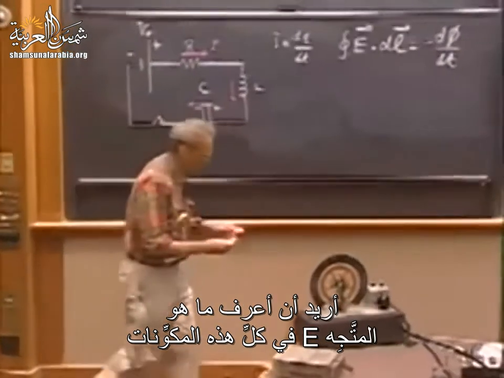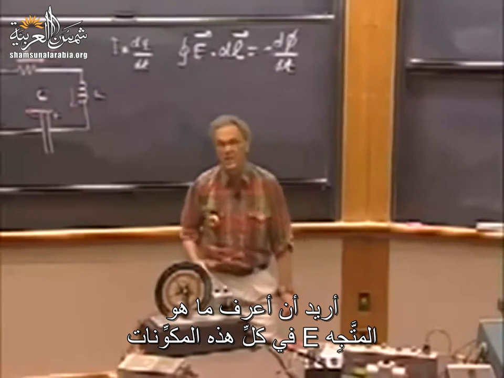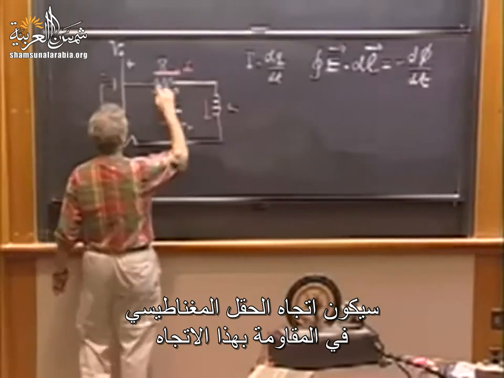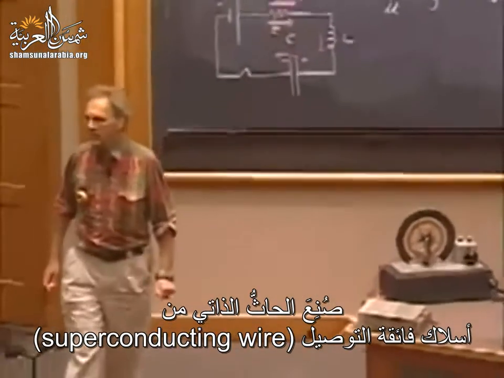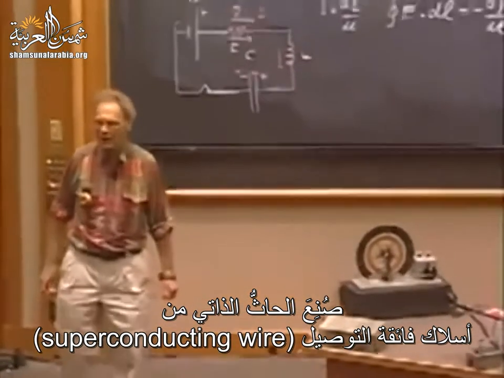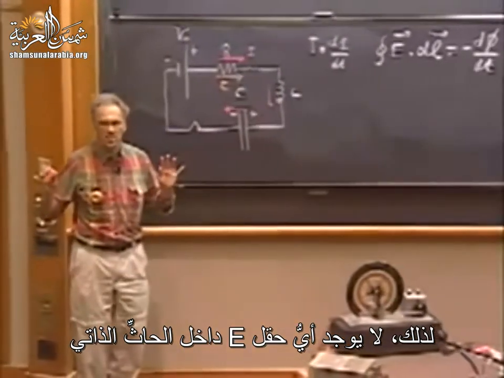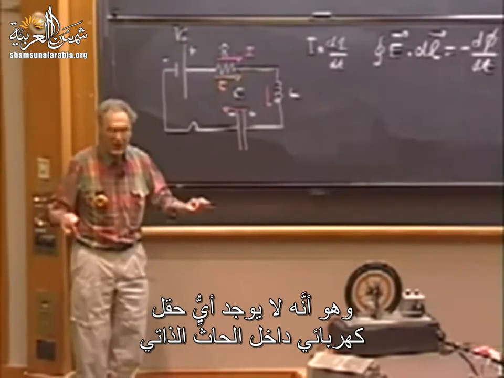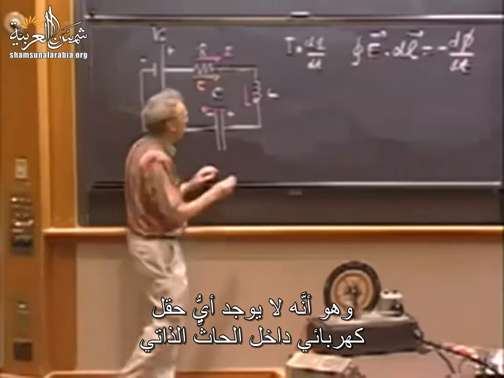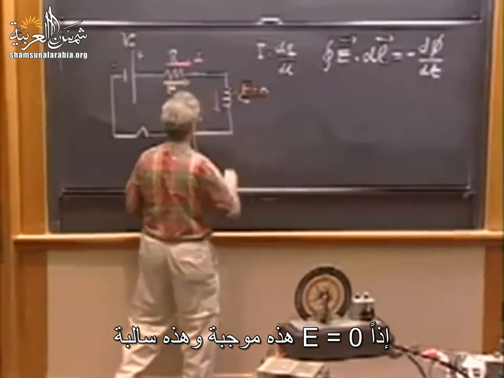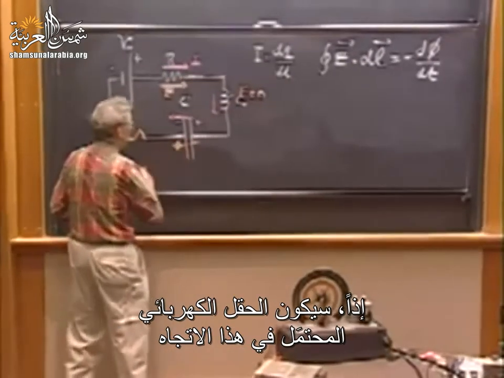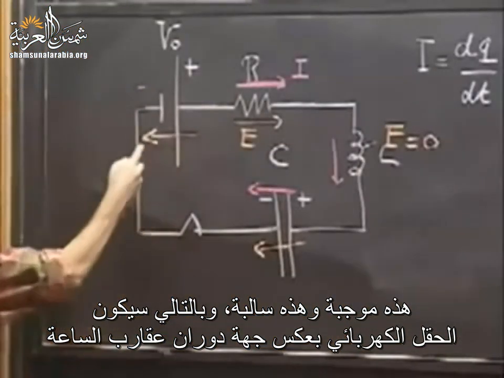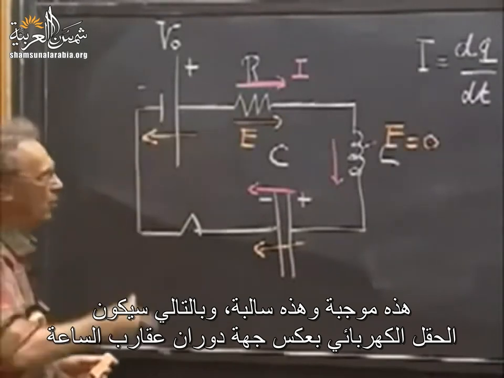And so I want to know what the E vectors are in each one of these components. If the current is in this direction, then the electric field in the resistor is in this direction. The self-inductor is made of superconducting wire, so there is never any E field inside a self-inductor. Unlike what many EE people think, there is never any electric field inside a self-inductor. So the E here is 0. This is plus and this is minus, so the electric field is in this direction. The electric field is opposing me if I go around clockwise.